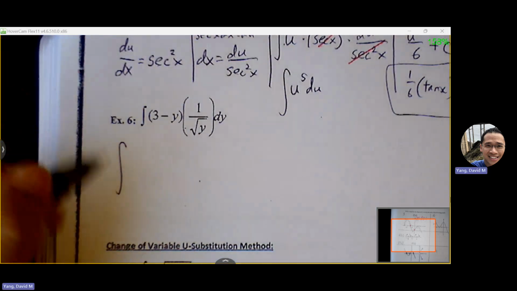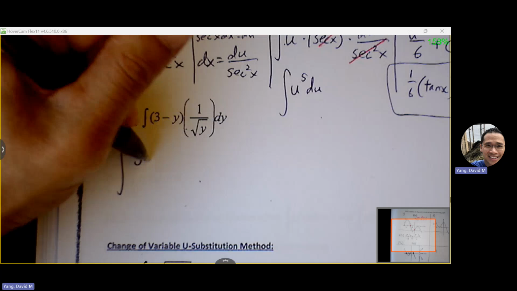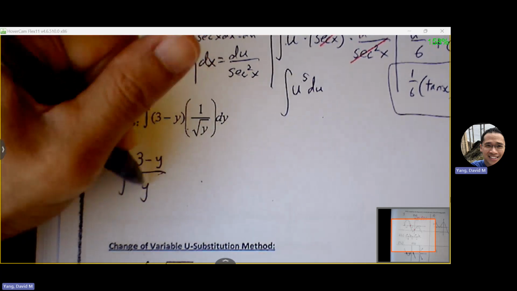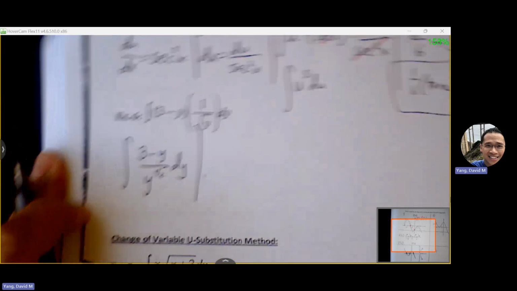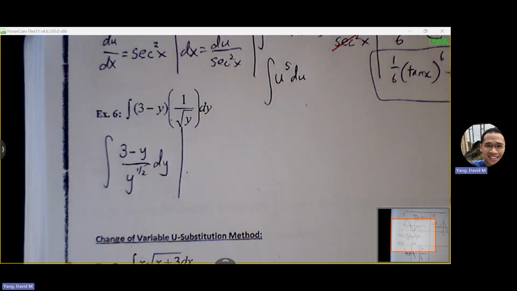There's nothing that's preventing us from doing it, right? It's the same thing as just 3 minus y over y to the 1/2 dy. If there's only one term in the denominator, we can split them up into individual fractions and handle them separately. These are really just two independent, smaller problems.